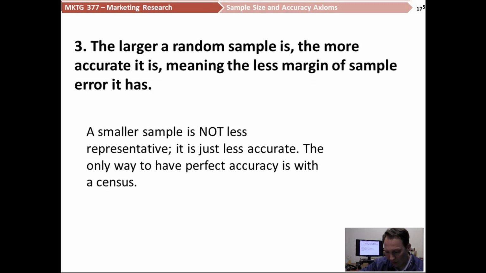3, the larger a random sample is, the more accurate it is, meaning the less margin of sample error it has. This is an important point to understand: if we want accuracy, we have to increase sample size. Because the larger our sample size is, the less error we're going to have associated with the way that we sampled. So if we want to be able to say the president has a 43% approval rating plus or minus 2%, the only way we can get that plus or minus 2% instead of 3% is to increase the sample size.